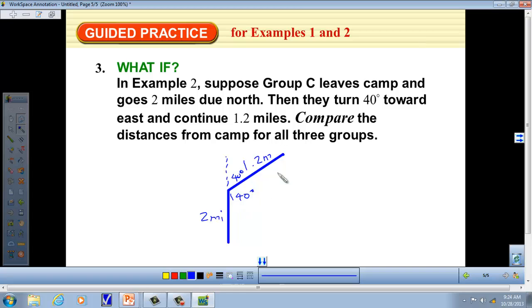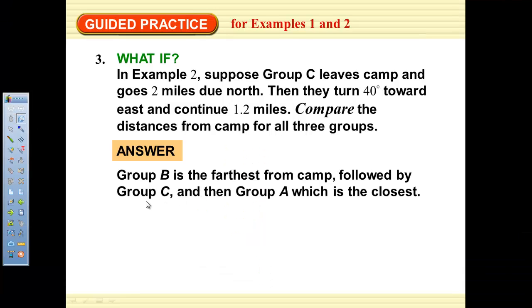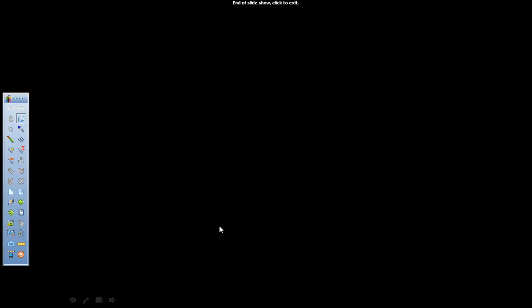Or if you recall, group B, this angle was 150, and for group A, it was 135. So group C would be in between the 140 and the 135. So therefore group C should be in between. So B was the furthest, then C, then A. And that's it. Thanks.